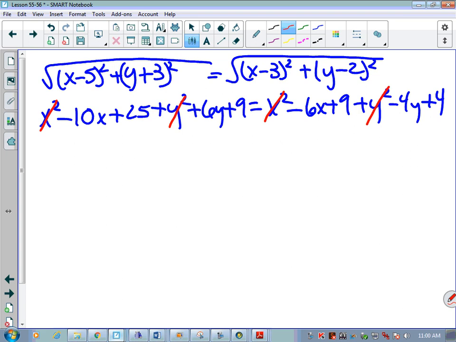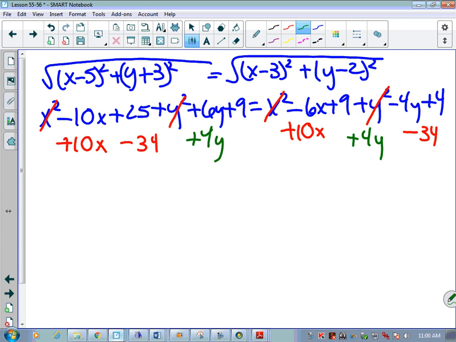Okay, so we want to set this up so I have y on one side, everything else on the other side. So I can add 10x, and I want to subtract 34 over to the other side. So we're going to add 10x, and we're going to subtract 34. We want to move all our y's from the right-hand side to the left-hand side, so we want to add 4y. Okay, we should be able to come down. Looks like my y's are 10y. I don't have any other y's to work with.